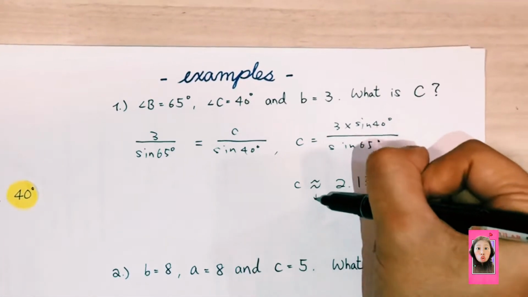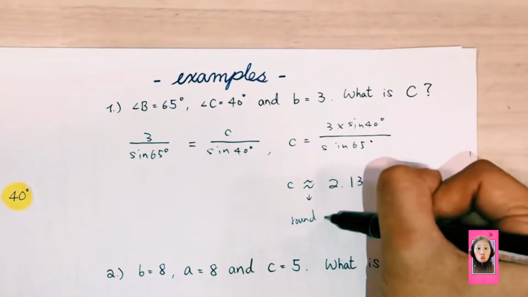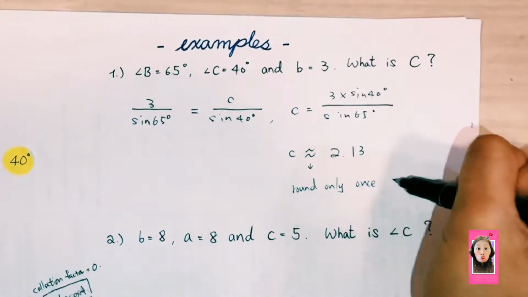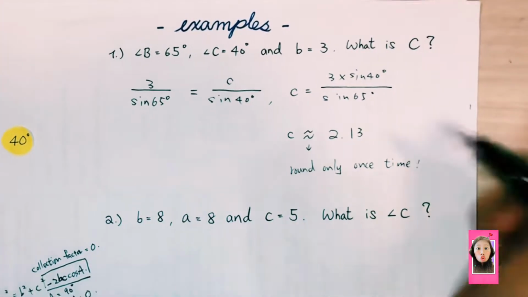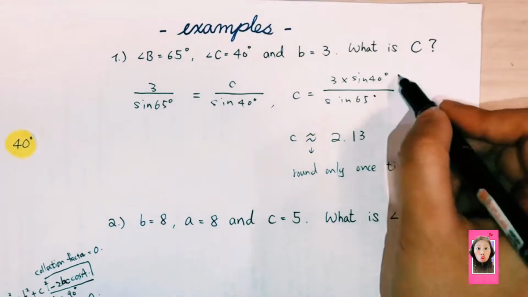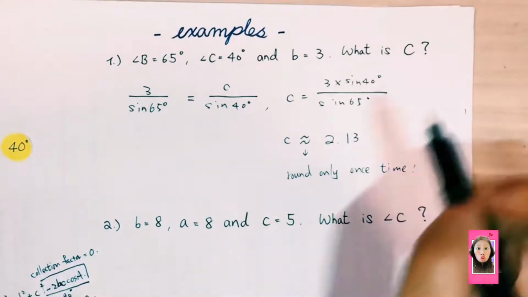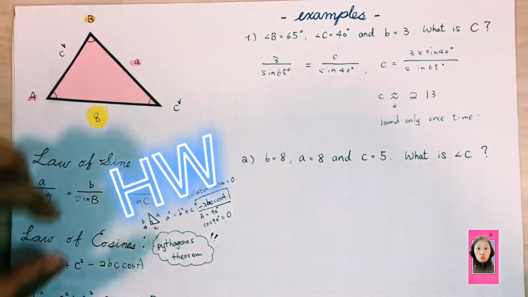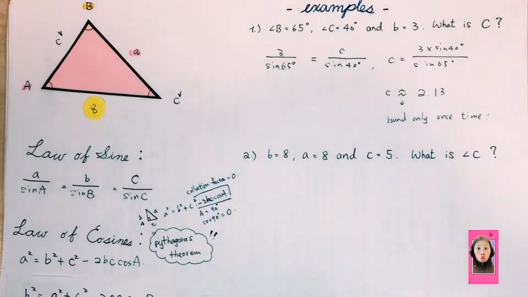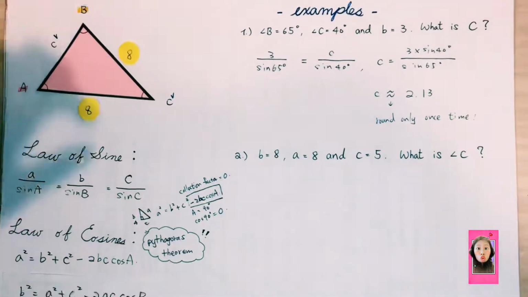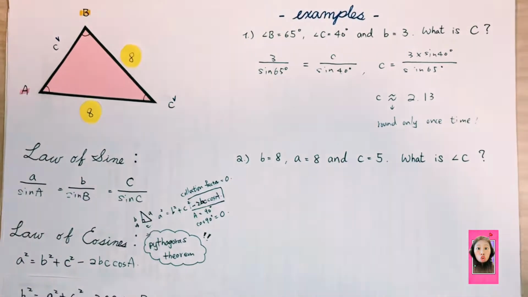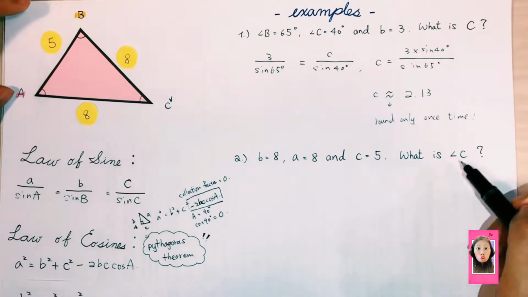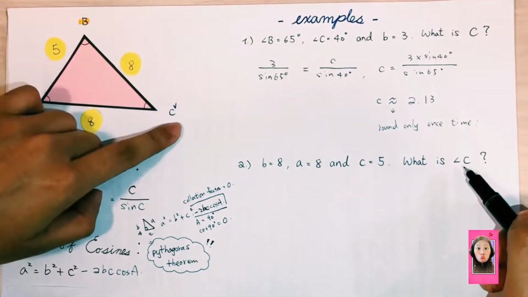And be careful here, we round only one time. So don't round the degrees in here, round here for the final answer. Okay, then the next one. b equals 8, a equals 8, and c equals 5. So which law should we use to find the angle C?